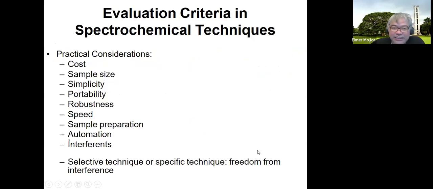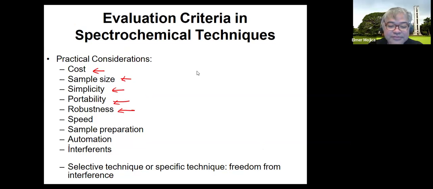Okay. And when you try to evaluate the criteria in spectrochemical analysis, you have to take these into consideration: the cost, the sample size, how simple it is, how portable, robustness. Are you familiar with robustness in your Gen Chem? No, analytical. What does robustness mean?